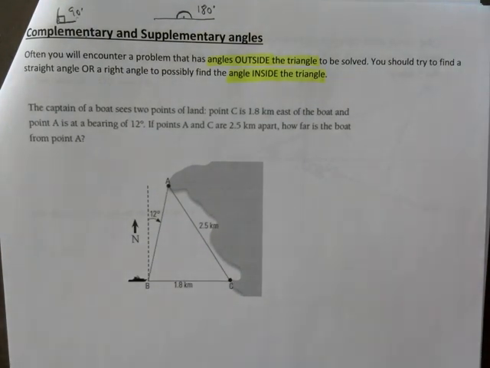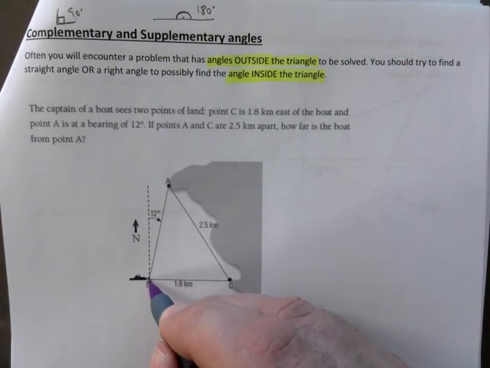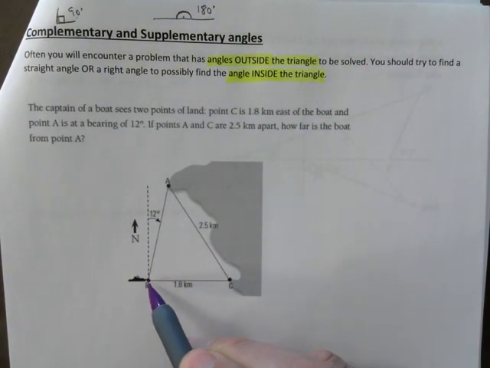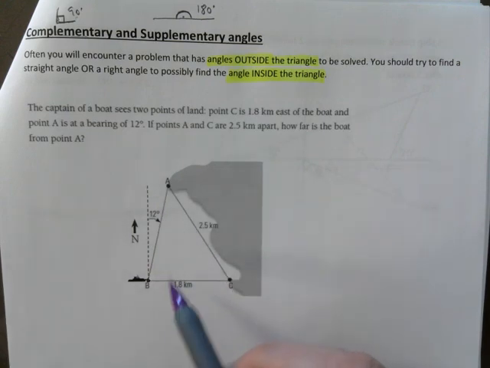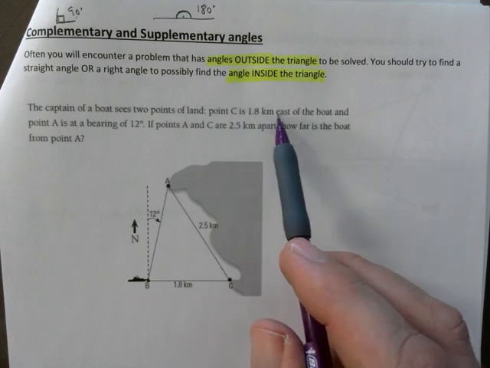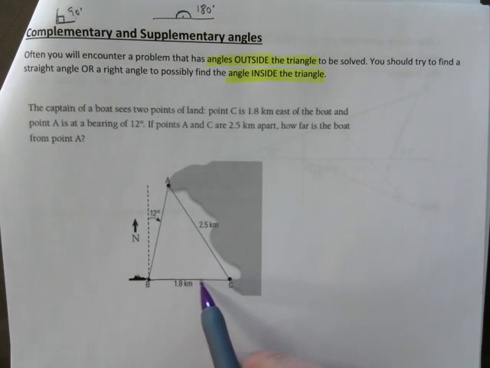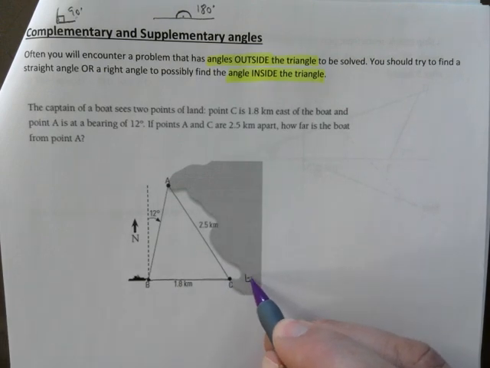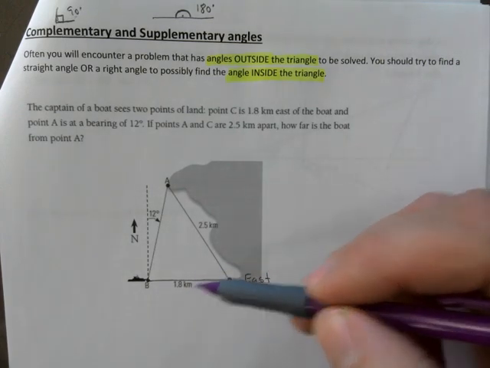The captain of a boat sees 2 points of land, point C. So this is the boat right here. And so there's point A, right? Where am I saying? Point C is 1.8 kilometers east of the boat. So right to the side here, this would be east, right? Make sure you write that down. East is here, and that's 1.8 kilometers.